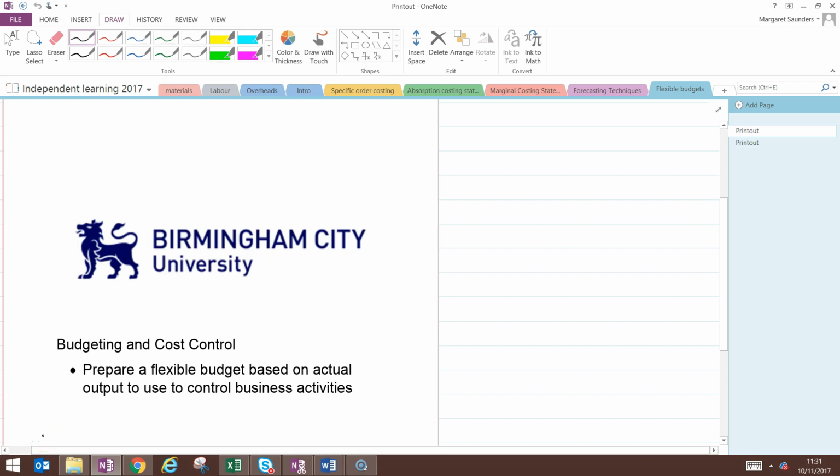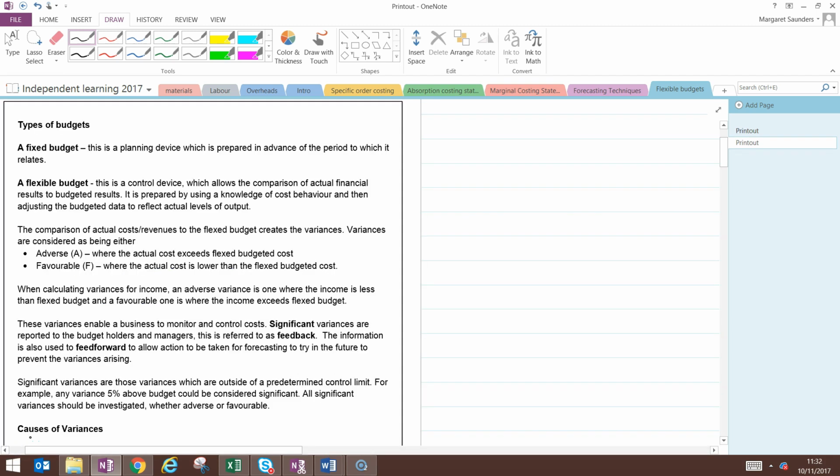Hello and welcome to this recording in which we will consider the preparation of flexible budgets. A fixed budget is a planning device. It's prepared in advance of the period to which it relates and is prepared to help the organisation to achieve its objectives. Whereas a flexible budget is a control device. It allows the comparison of actual results to the budgeted results.